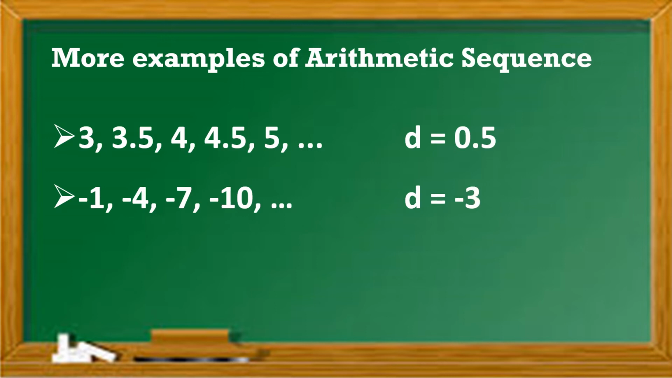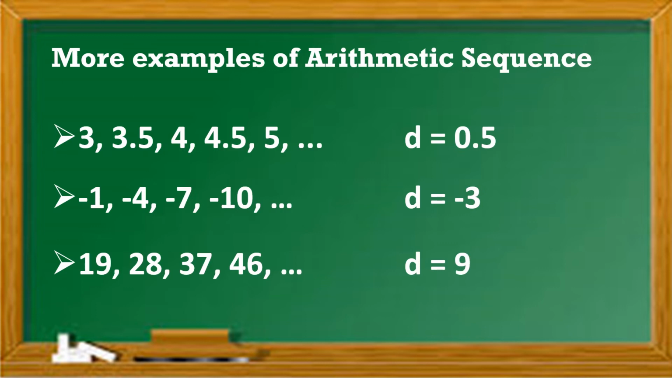Now, here, the order is descending. So, our common difference is negative 3. We subtracted negative 4 minus negative 1. It could also be negative 7 minus negative 4, and so on. Okay. Another example, 19, 28, 37, 46, and so on. Here, if we subtract the consecutive terms, 28 minus 19, the result is 9. Or subtracting 37 minus 28, the result is still 9. Therefore, our common difference is 9.